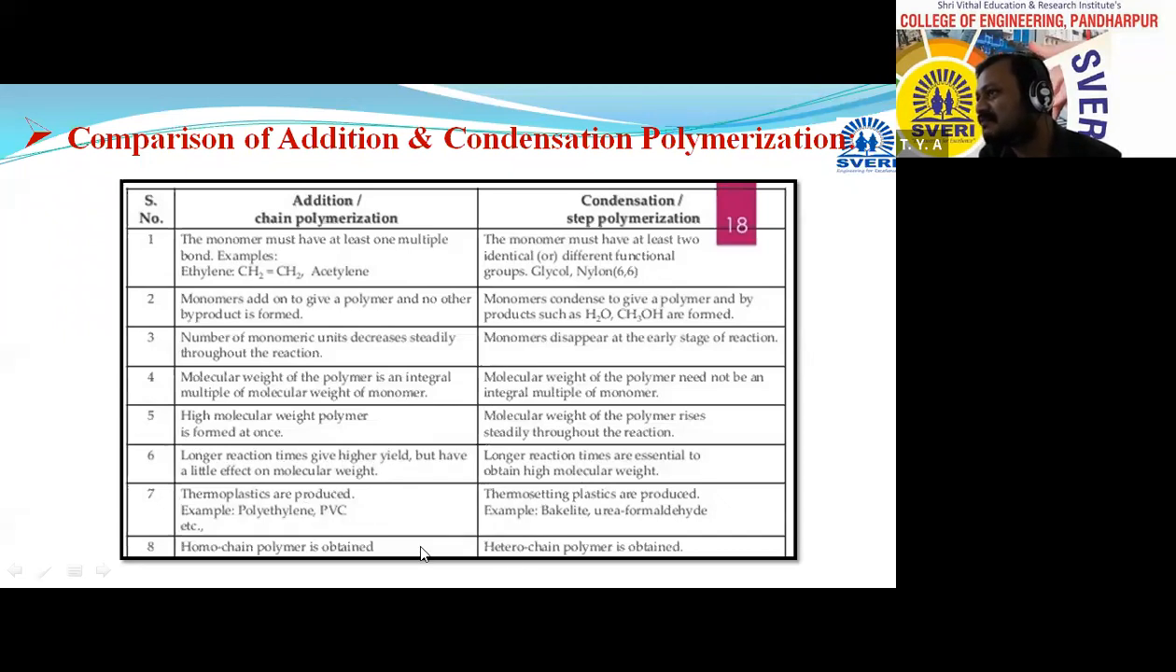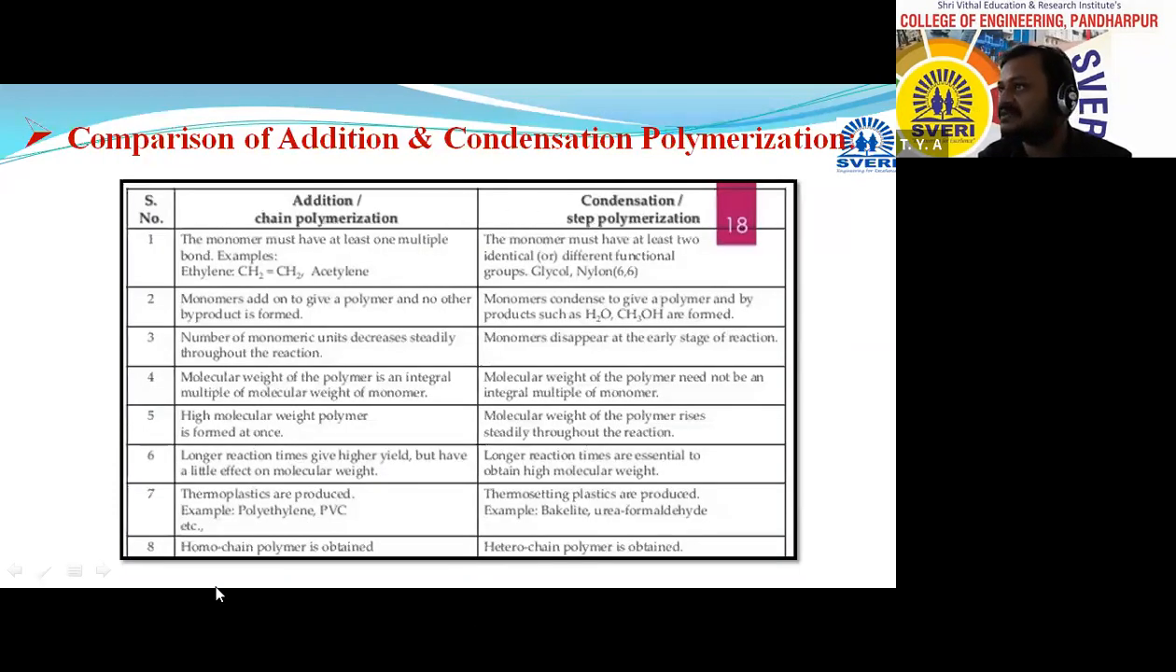Okay, examples are there. And here homo chain polymers are obtained and heterochain polymers are obtained. Here also, in some cases, we will get the heterochain polymers, and how we are getting that I will explain in the next slide. Okay, this point is over now.